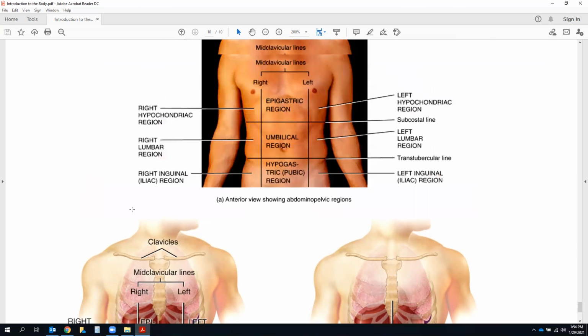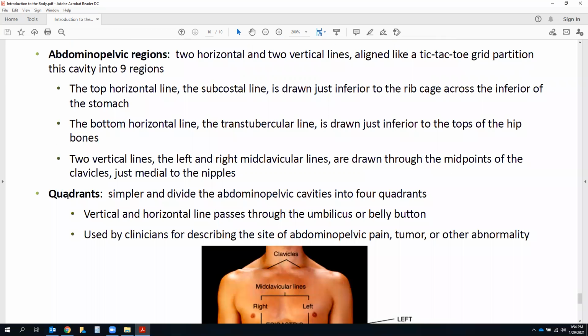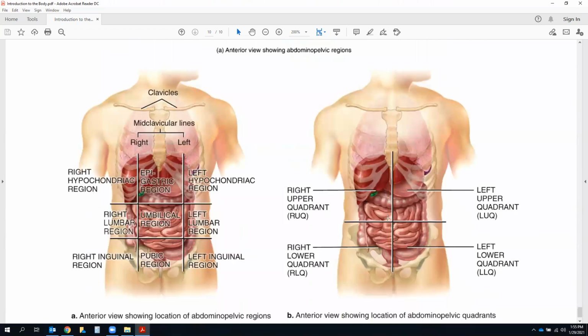Much simpler is what we call the quadrant method. Quad is a prefix that always means 4. This is just creating 4 distinctive quadrants. That's because there's a vertical line and a horizontal line that subdivide it, and they intersect right at the belly button, creating what's called a right upper quadrant, right lower quadrant, left upper, and left lower quadrant. Hopefully pretty straightforward.